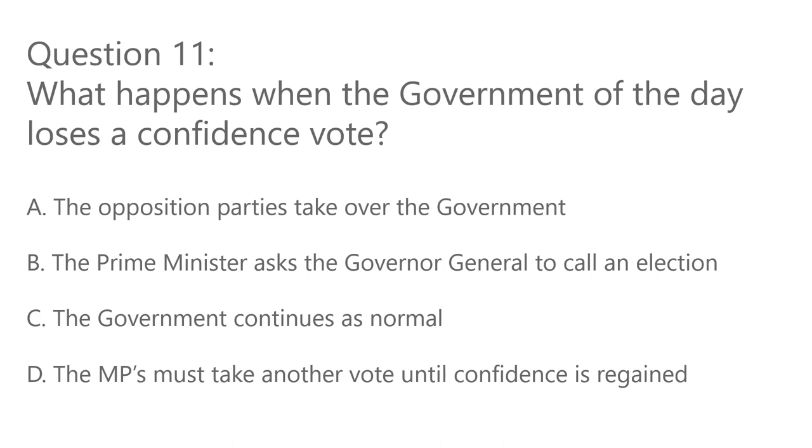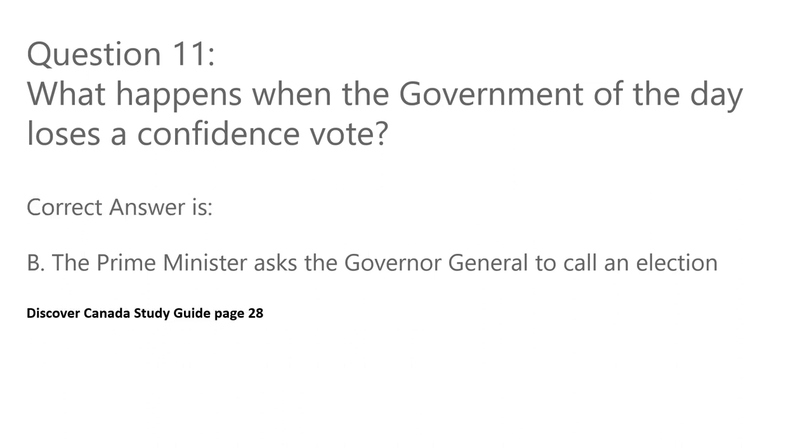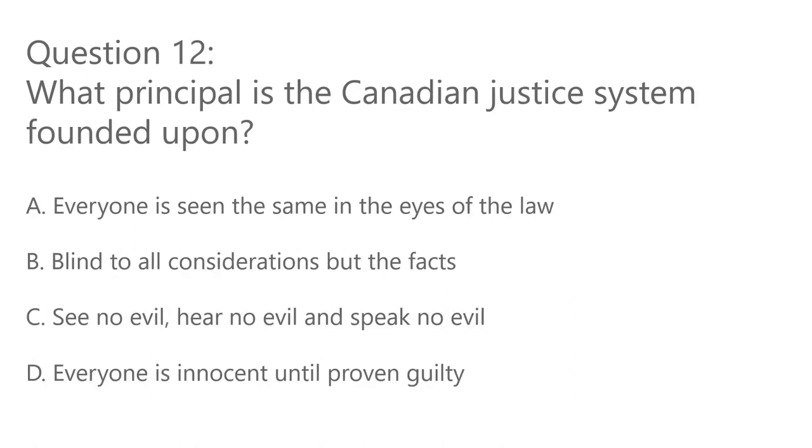29. Question 11. What happens when the government of the day loses a confidence vote? A. The opposition parties take over the government. B. The Prime Minister asks the Governor General to call an election. C. The government continues as normal. D. The MPs must take another vote until confidence is regained. Correct answer is B. The Prime Minister asks the Governor General to call an election. Discover Canada Study Guide, page 28.